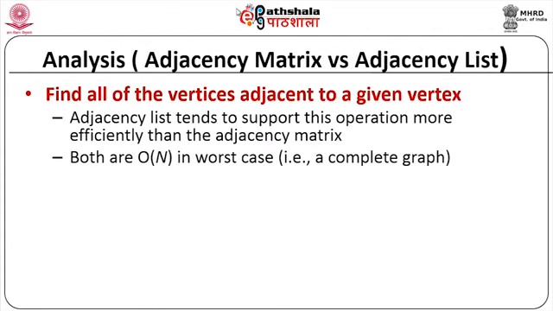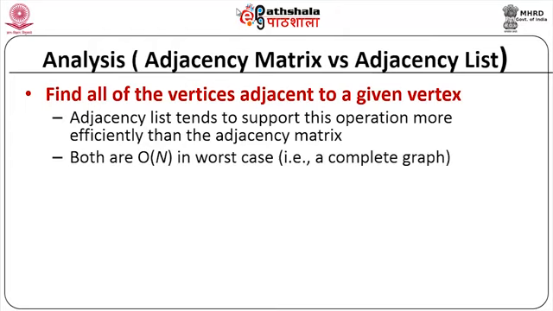Continuing that, if you want to find all the vertices adjacent to a given vertex, the adjacency list tends to support this operation more efficiently than the adjacency matrix. Remember when we started off with abstract data types, or ADT, we said that we have to design each ADT and its implementation depending upon the operations we want for a particular application. So, if finding all vertices adjacent to a given vertex is an important operation that you constantly do for that application, then it is better to choose the adjacency list.